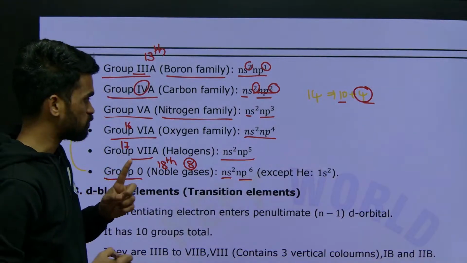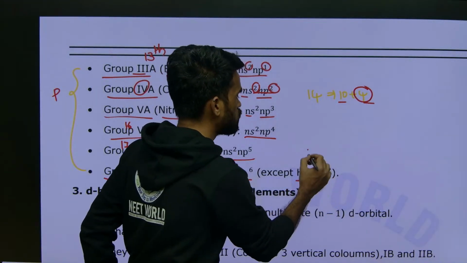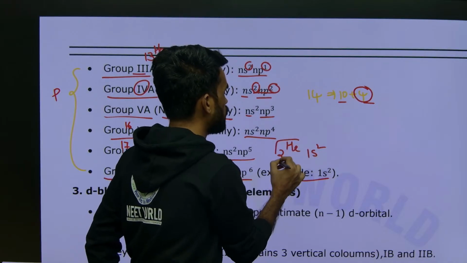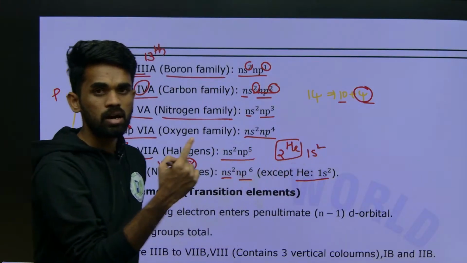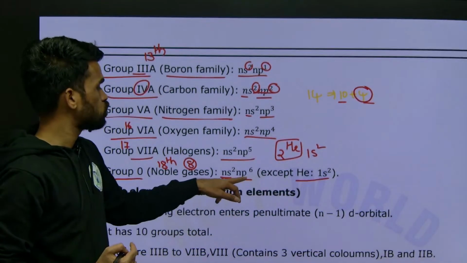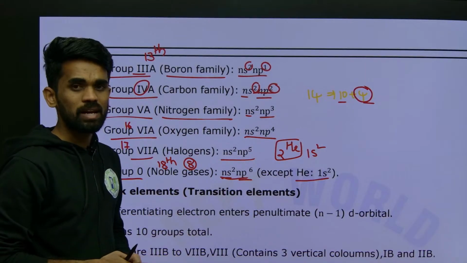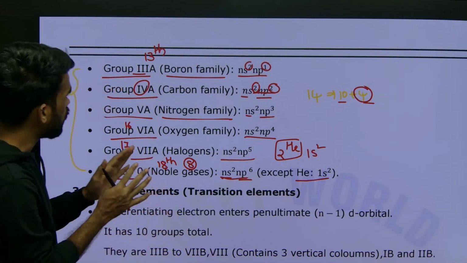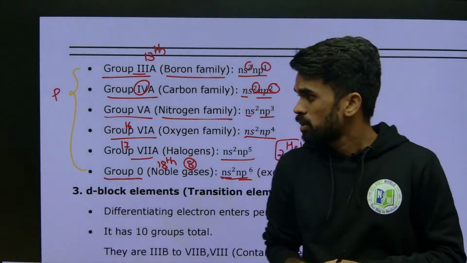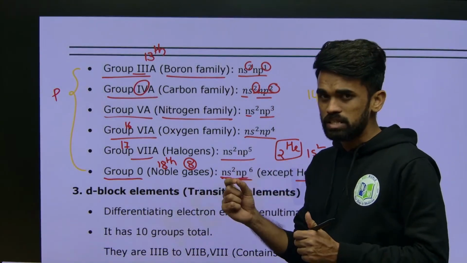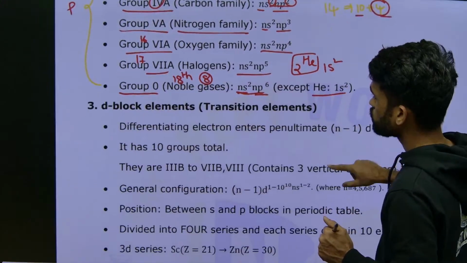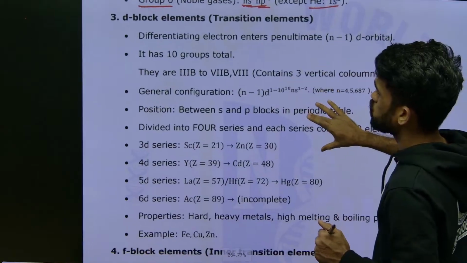There is one exception, helium, which is only 1s2 because the helium atomic number is only 2. After this we have neon, argon, krypton, xenon, radon, all of them having ns2 np6 type of electronic configuration. So everything related to p block elements that may be asked in the exam was discussed here. Now the d block elements are to be discussed.